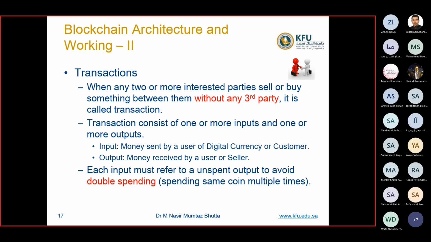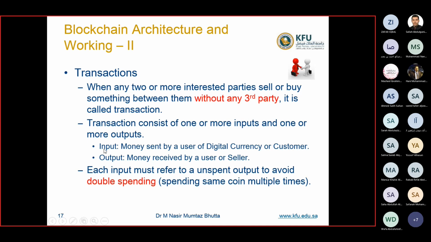So a transaction is whenever two or three or more interested parties sell or buy something without any need of any third party between them, as I explained earlier. Usually transactions consist of one or more inputs and one or more outputs. This is very important to understand. Input means the money sent by a user of digital currency, or you can say a customer. And output means money received by a user or the seller.